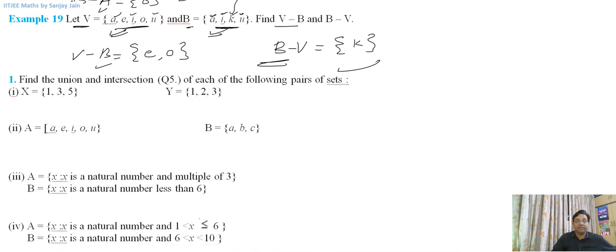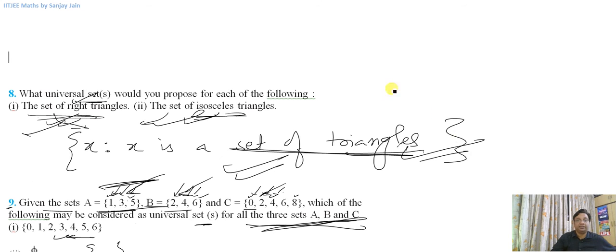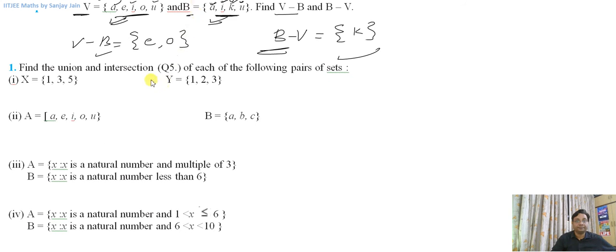Now find the union and intersection. Give me a moment. Find the union and intersection, because we will be required to find the intersection in question number 5. So I will find it here itself, of each of the following pairs of sets.